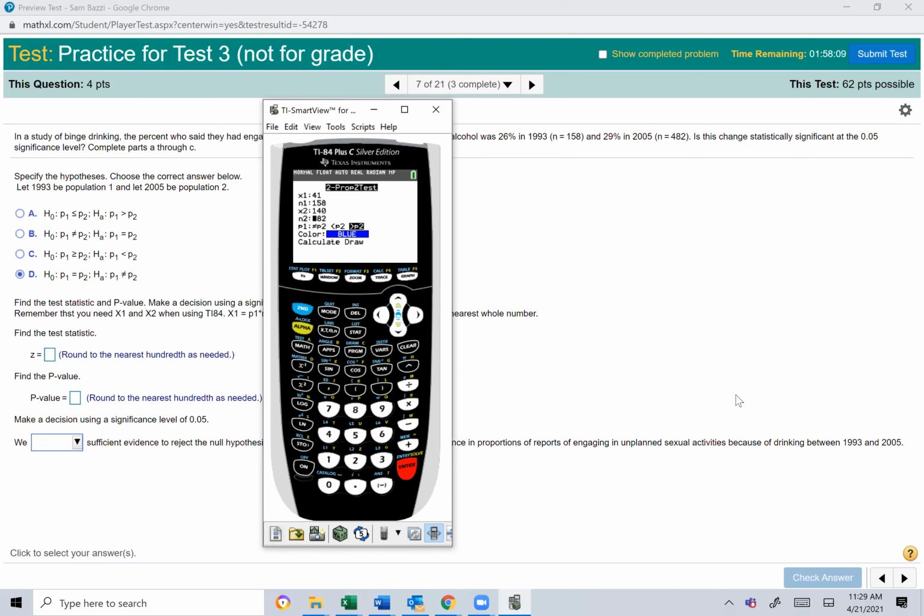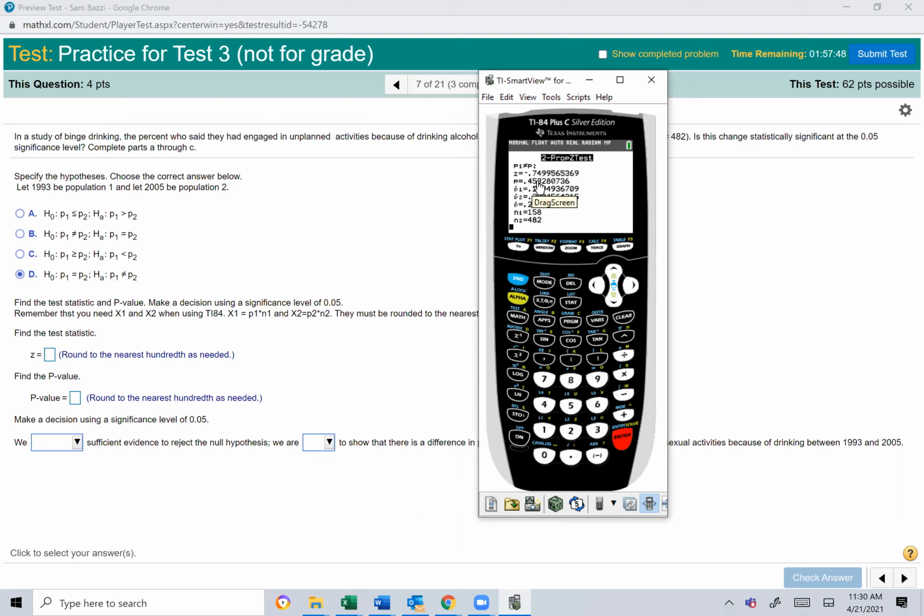Let me see what we have in the chat. No, not round up, just round. Okay, so p1 is different from p2, guys. Enter and hit calculate. And you're on your way to get the answer. So Z is negative 0.75. Hundredth means 2 decimal places. P-value, guys, how many decimals does he want? Hundredth, 2 decimals, 0.45. Well, 0.45 definitely is bigger than alpha.